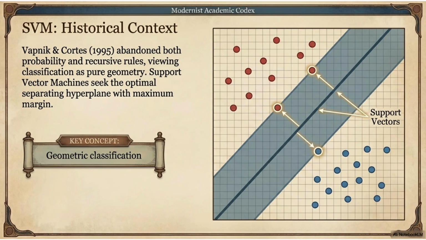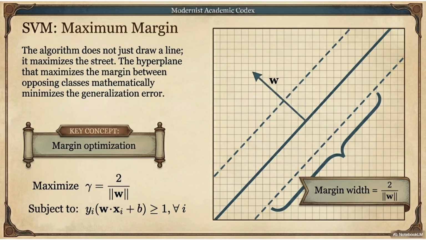In 1995, Vapnik and Cortes had a geometric vision. Support vector machines focus on the best separating line or hyperplane, ignoring probability entirely. SVMs don't just draw a line, they maximize the margin, the street between the classes. The support vectors are the points that truly define the boundaries.